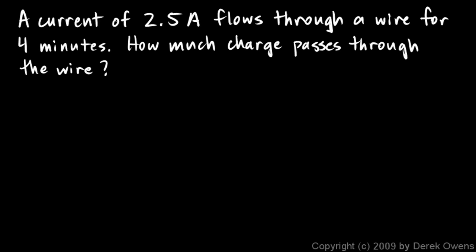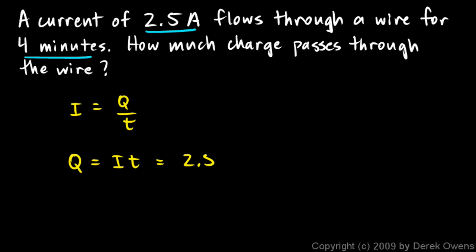Well, here's our equation. I is equal to Q over T, and in this case we're given the current is 2.5 amps, that's I right there. And we're given 4 minutes, that's the time right there, and we're trying to find how much charge. So we're looking for Q. So let's solve this for Q. We just rearrange it algebraically, we get Q equals IT. And let's put in the numbers. I is the current, that's 2.5 amps, times the time, which is 4 minutes.